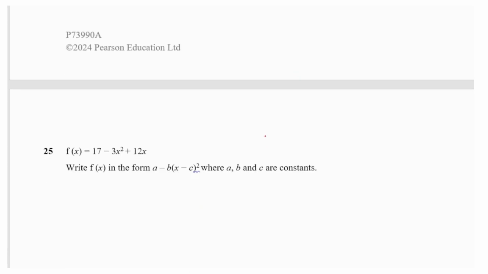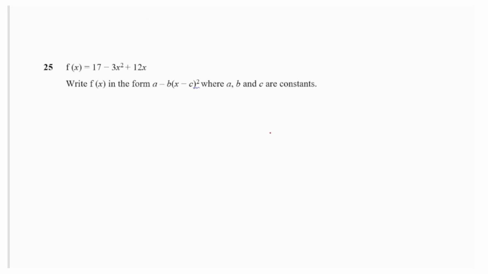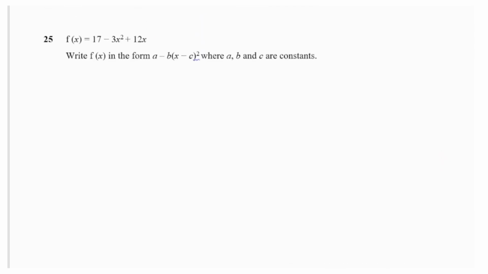Okay, let's move on to the next question. I think this is the last question. Yes, this is the last question. Question number 25. It says f of x equals 17 minus 3x squared plus 2x, and f of x is in the form of this one. We can see that this is a completing the square question because we can see our square over here. So how are we going to complete this square?